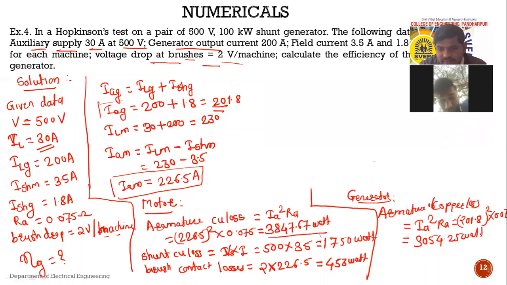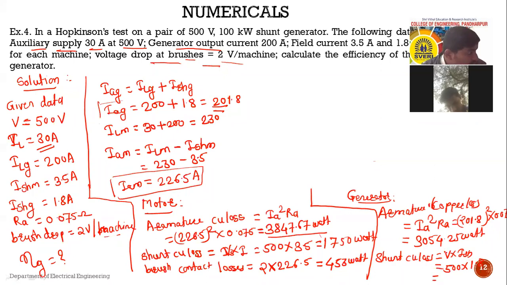3054 watt. Similarly, calculate the shunt field winding copper loss. Shunt copper loss is V into I. So V is 500 volt into shunt field current. Shunt field चा current किती आहे? Here it is 1.8. 500 into 1.8 is 900 watt.